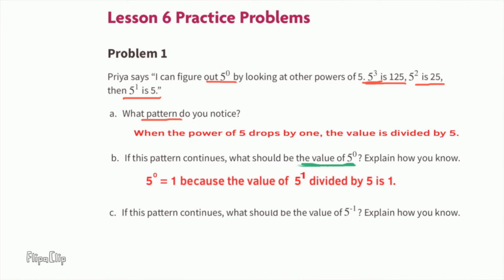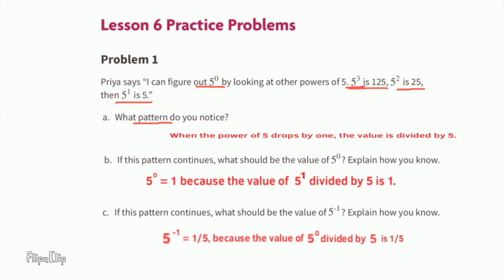C. If this pattern continues, what would be the value of 5 to the power of negative 1? Explain how you know. 5 to the power of negative 1 equals 1/5 because the value of 5 to the power of 0, which is 1, divided by 5 is 1 divided by 5, or 1 over 5, which is 1/5.